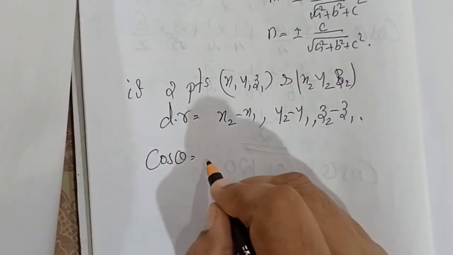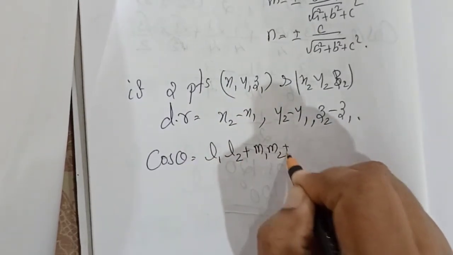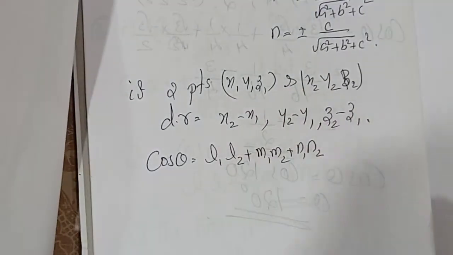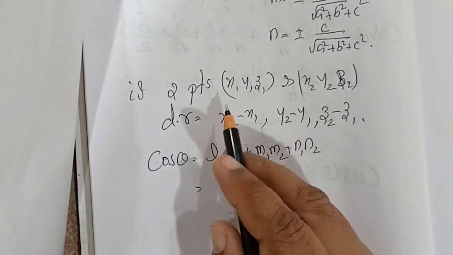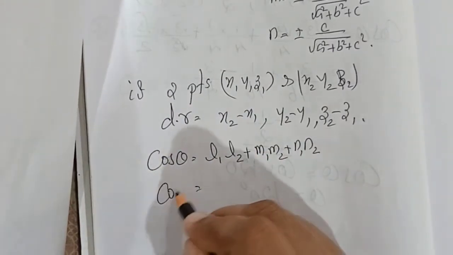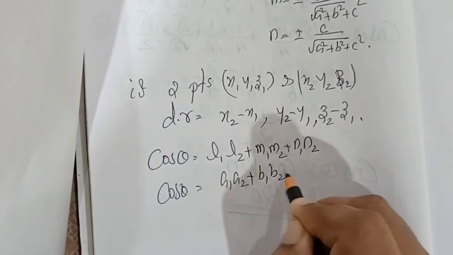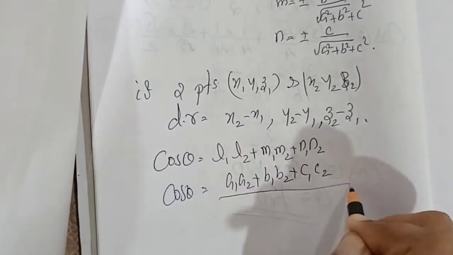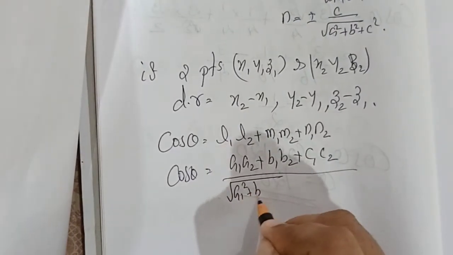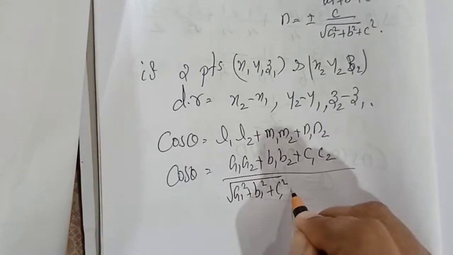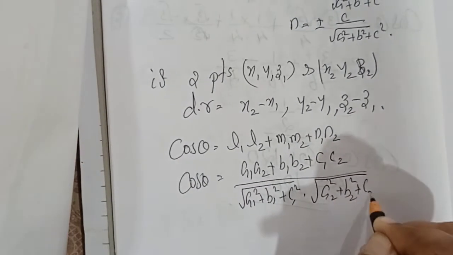That is, cos theta is L1 L2 plus M1 M2 plus N1 N2. That is the angle between two lines. Then if A1 B1 C1 are given, then the angle between them is A1 A2 plus B1 B2 plus C1 C2, the whole divided by root of A1 square plus B1 square plus C1 square into root of A2 square plus B2 square plus C2 square.